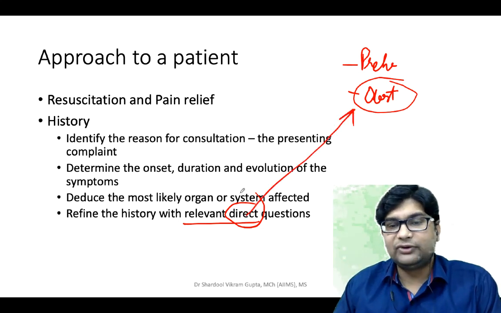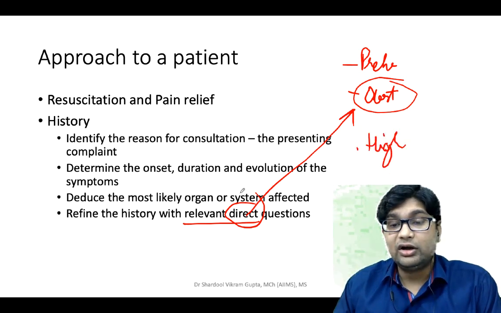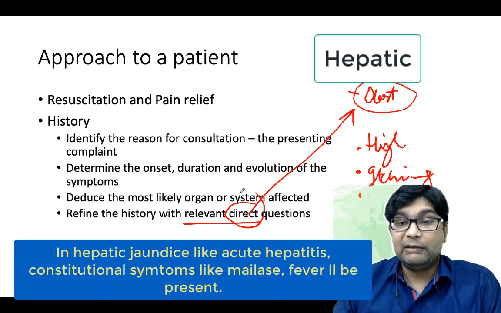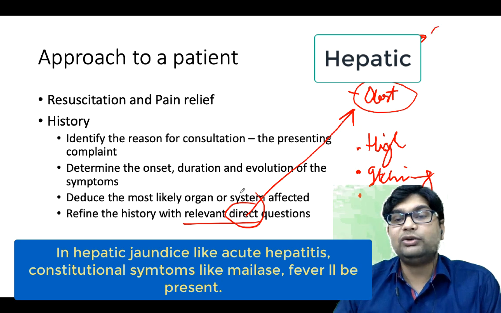Like अगर obstructive jaundice में हो रहे हैं तो हाई कलर्ड यूरिन आप पूछोगे कि पेशेंट इज हैविंग हाई कलर्ड यूरिन और नॉट, और पेशेंट इज हैविंग इचिंग ऑल ओवर द बॉडी और नॉट. In hepatic jaundice you will ask about the constitutional symptom.